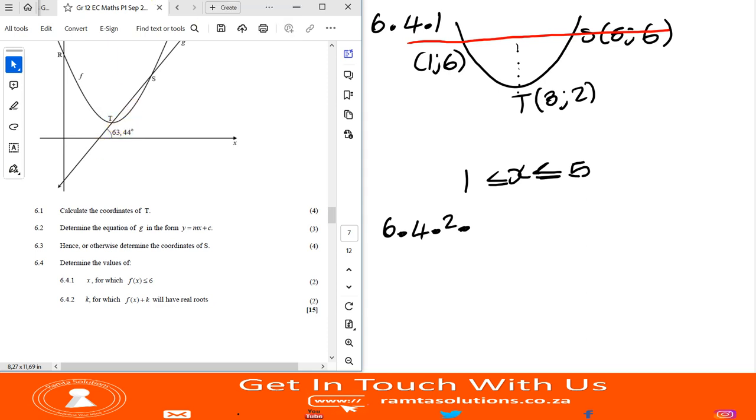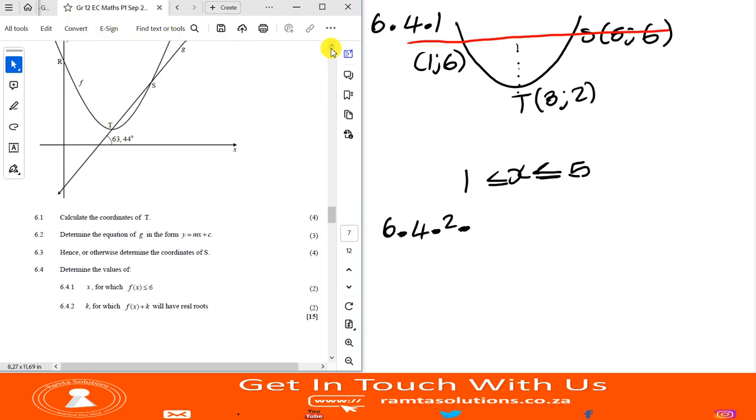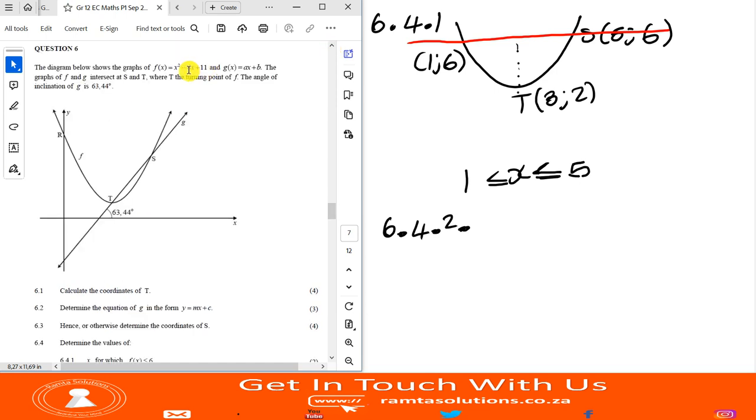I'm going to show you something. When we found this point to be 3 and 2, if you were to complete the square of this equation, trust me, you're going to say, let me show you, f of x is equal to x squared minus 6x plus 11.